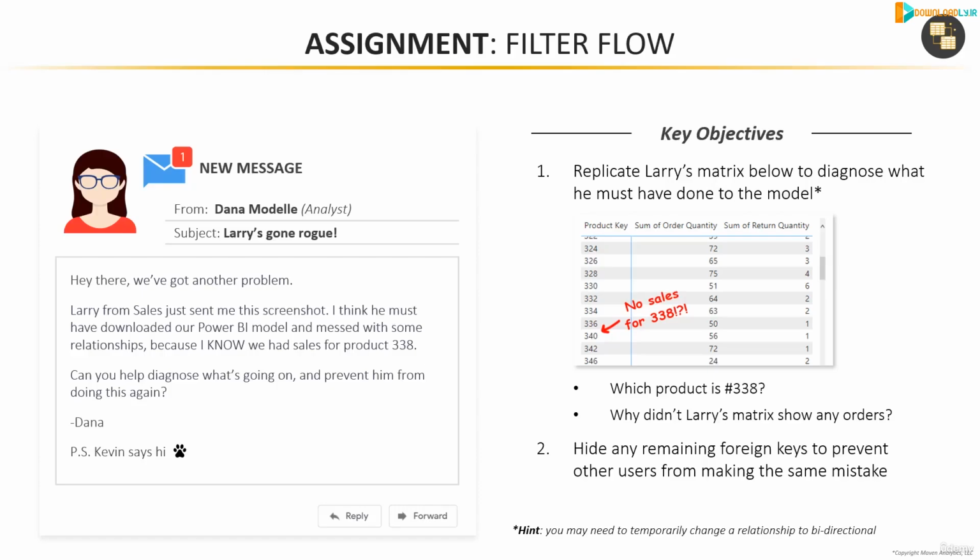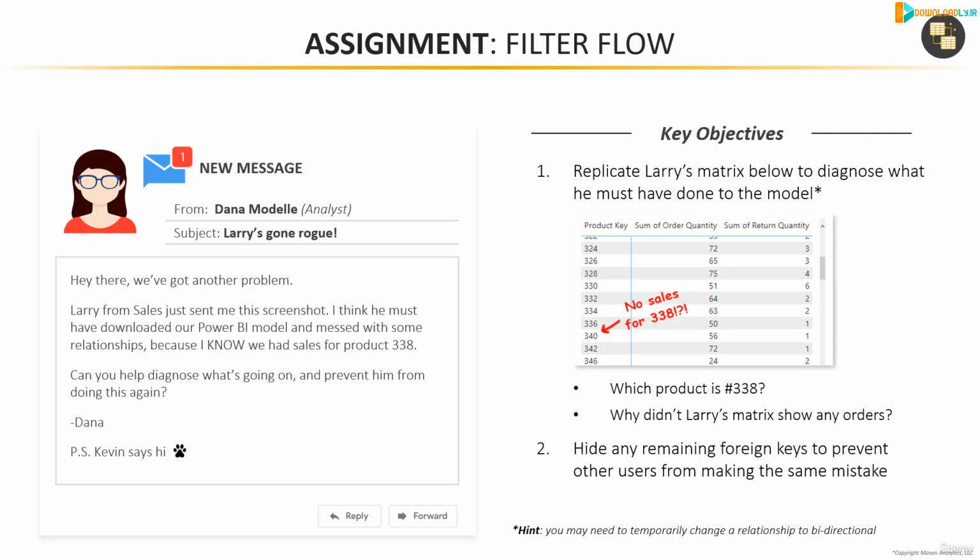Time for our solution walkthrough for our filter flow assignment. And again, just looking at our assignment objectives here, remember that our first goal is to replicate Larry's matrix shown in the screenshot here. So we know we're going to need a matrix showing product key on rows with the sum of both order quantity and return quantity.